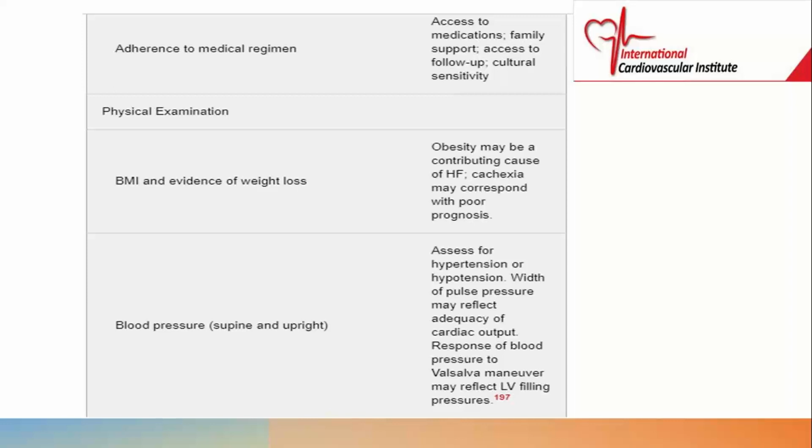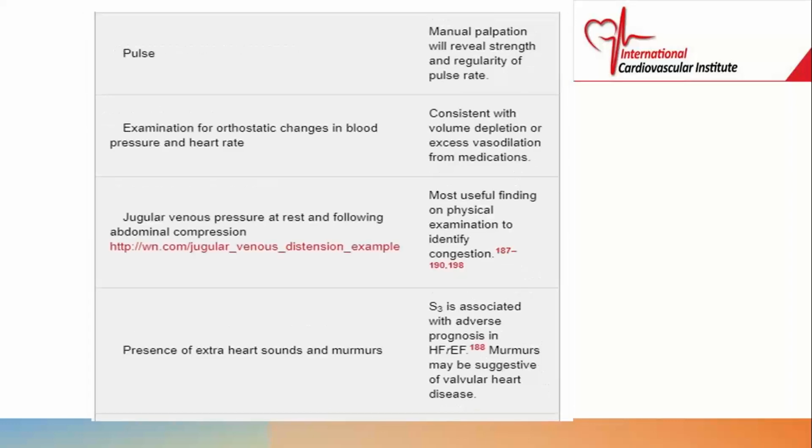Again, with the physical examination, when the patient comes to you, you can do the BMI. All you need to do the BMI is the weight and the height, and then of course you're going to follow serial weight. You need blood pressure. You can do blood pressure both supine and upright. See if the patient is orthostatic, especially with older patients.